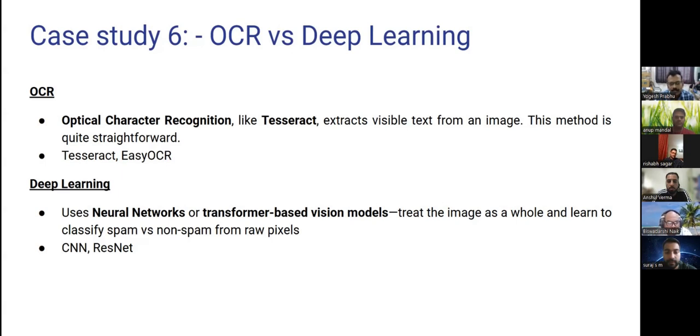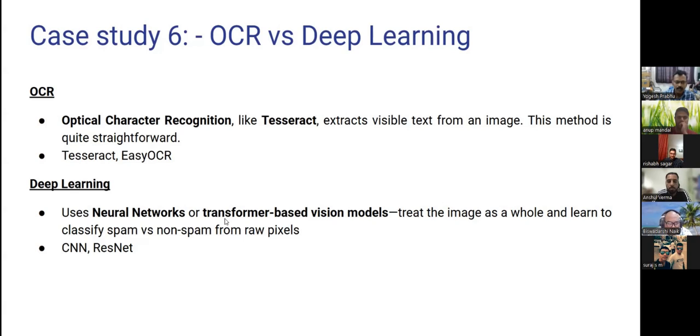In this part of the presentation, let us look into the difference between OCR and the deep learning approaches used in image-based spam detection. As you all are aware, OCR is a traditional and straightforward method that analyzes an image, identifies individual characters, and then translates those characters into a digital text format. It is quite simple to understand and implement. On the other hand, deep learning methods, especially using neural networks or transformer-based vision models, treat the image as a whole and learn to classify spam or non-spam from raw pixels.